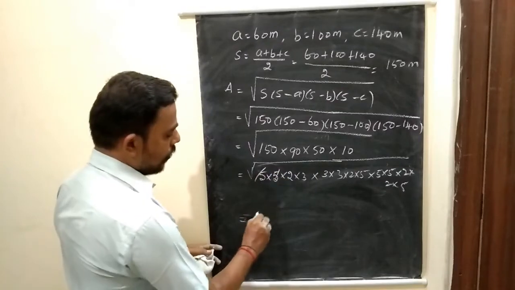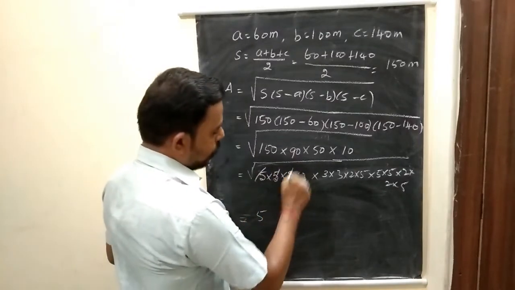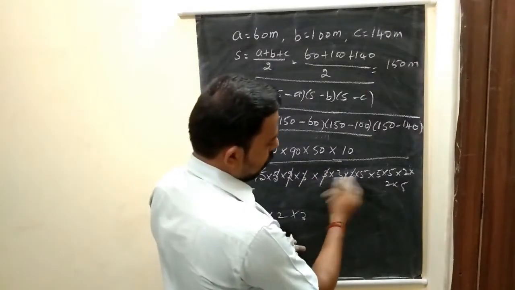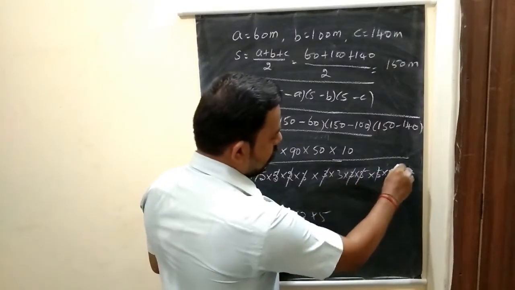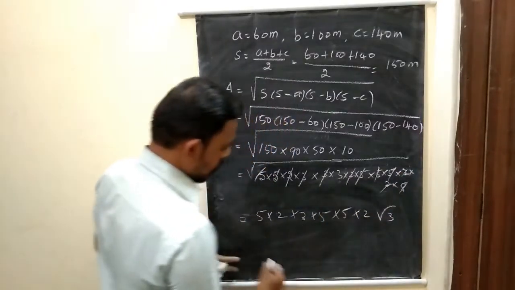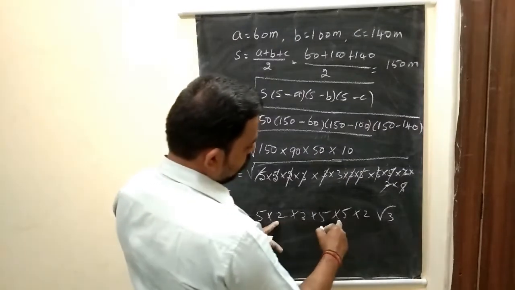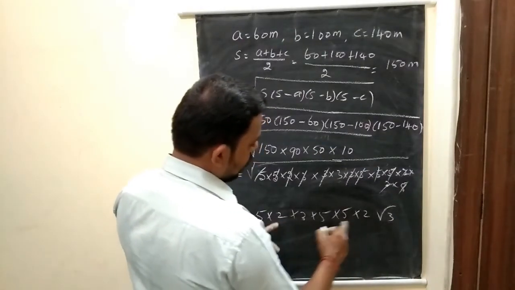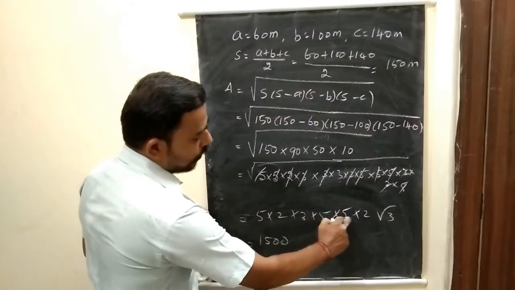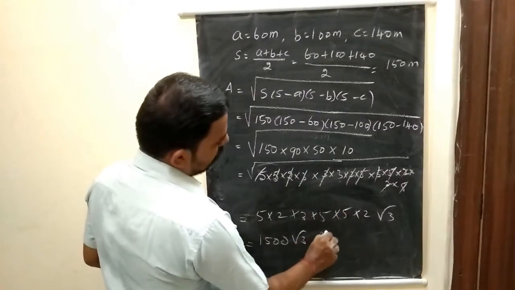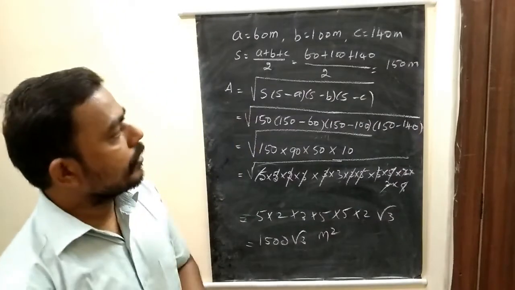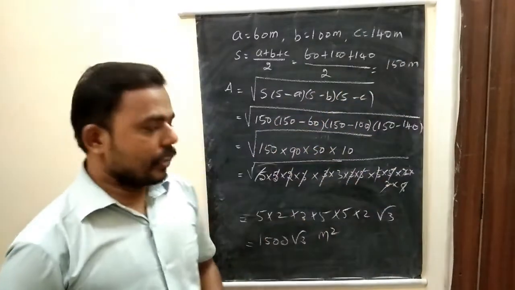For that, first 2 fives are 1 five. 2 is there. 3 into 2. 3 is there, into 3. This one no number. Another 5, another 5. Remaining 3 is the root. So 5 twos are 10, 5 twos are 10. So 10 tens are 100. 100 into this 15, 1500. The product is 1500 into root 3. So this is in meter square. Everything is given in meter, 300 meter given, so the area is in meter square.